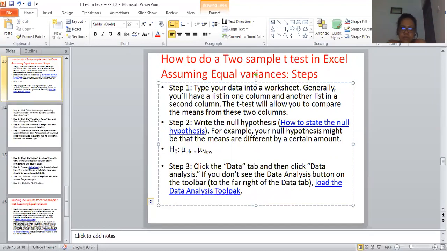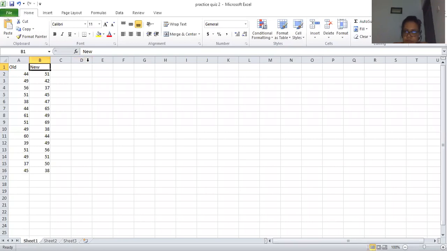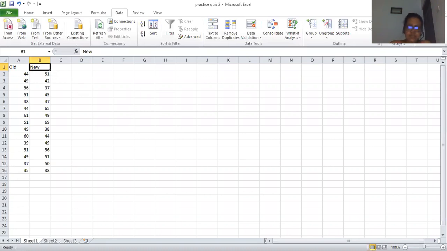Okay, so step 3, click the data tab and then click data analysis. If you don't see the data analysis button on the toolbar, I have told you in the earlier videos also, normally this data analysis toolpack will not be readily available. Let me share the Excel sheet. I have already entered the data set, otherwise we have to waste time for that. I know by now when you are following the video, pause the video and enter the data set into your worksheet. So here the data analysis toolpack is here.